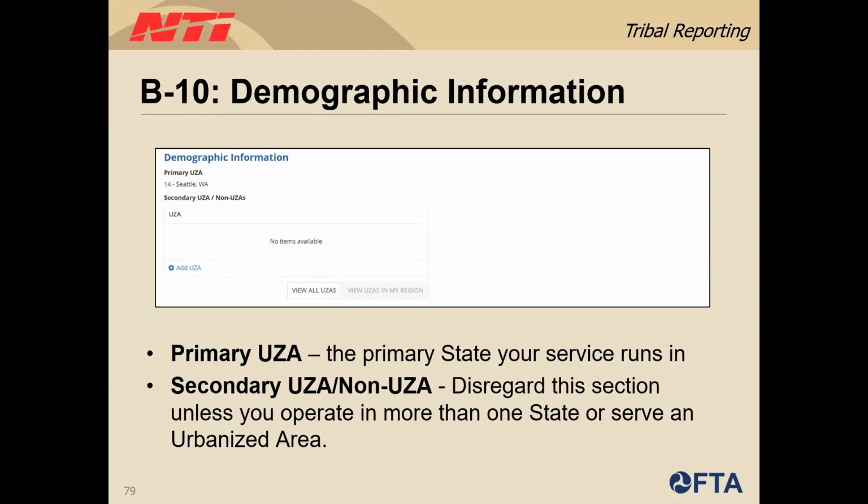The next section is demographic information. Check to make sure that your primary UZA is correctly listed, which is the primary state in which your service runs. Be sure to add any applicable secondary UZAs in case your agency operates in more than one state, or if it also serves an urbanized area. If the secondary UZA field does not apply to your agency, please go ahead and just disregard it.